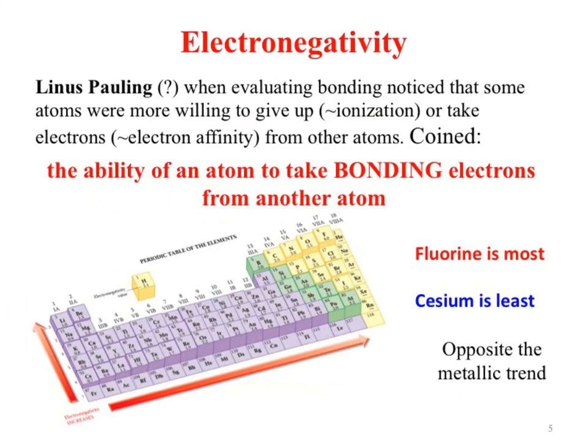So electronegativity is the ability of one atom to take bonding electrons from another atom. It is different than your ionization energy and electron affinity because we're looking at bonding electrons, not electrons in a vacuum. Within this trend, he found that fluorine is the most electronegative and cesium is the least. Have we seen another trend where we get this kind of polar opposites on those corners? Metallic characteristics. Cesium is the most metallic. Fluorine is the least.